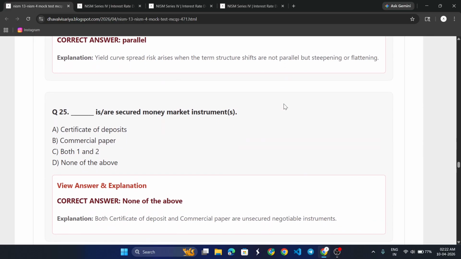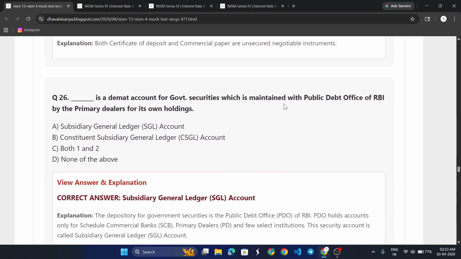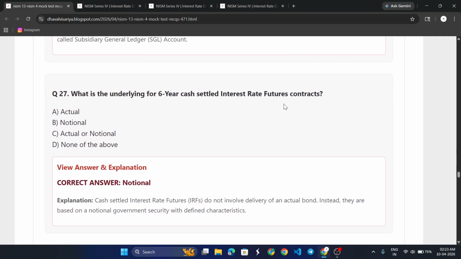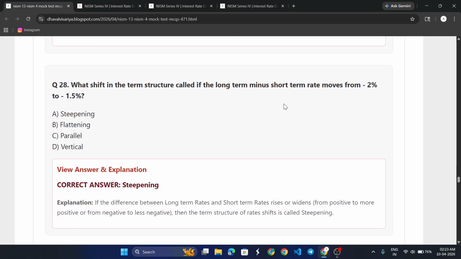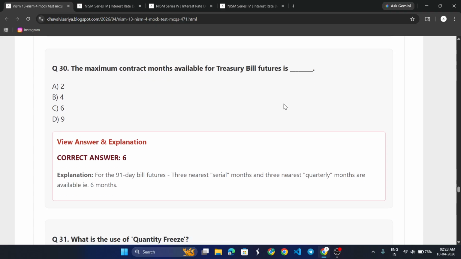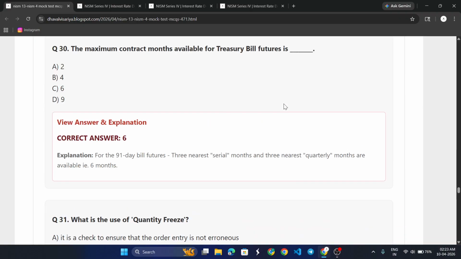Dash are secured money market instruments: none of the above. Dash is a demat account for government securities which is maintained with the Public Debt Office of RBI by the primary dealers for their own holding. Subsidiary general ledger. What is the underlying for 6-year cash settled interest rate futures contracts? It's notional. What shift in the term structure is called if the long term minus short term rate moves from -2 to -1.5? It's steepening. A professional clearing member can settle trades which have been executed by other trading members. The maximum months available for treasury bill futures is always 6.